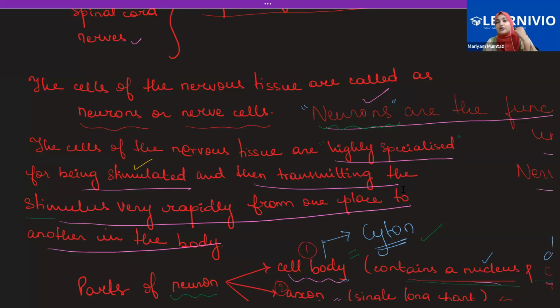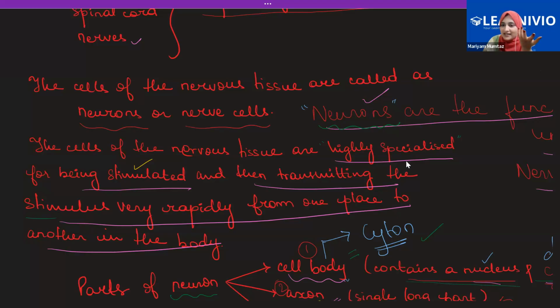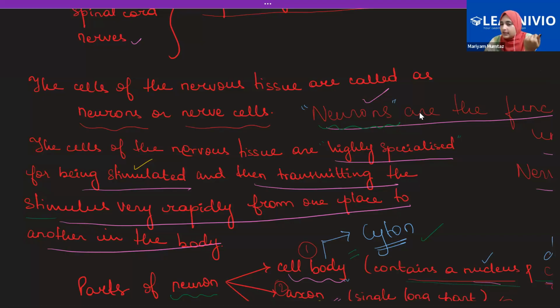So why are you able to do that? When I say cat, instantly you think of a cat, isn't it? Does it take 2 hours for you to imagine what a cat is like? No, right? Instantly you understand what a cat is. So this quick transmission of information is also one of the most important things that our nervous tissue performs. Clear, students?